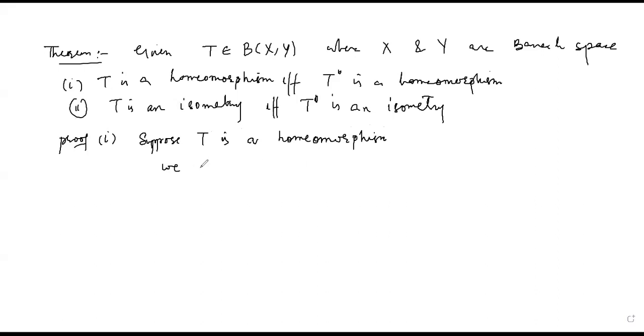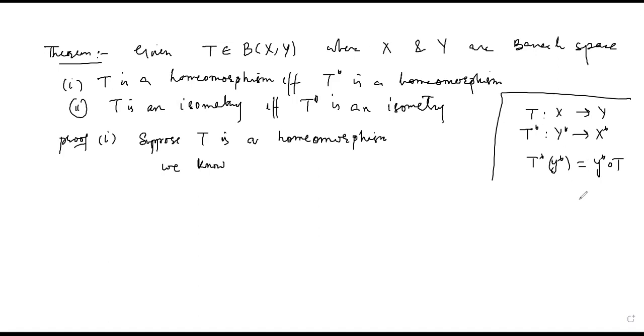Now we know how it is defined. T star is a map from Y star to X star. That's a bounded linear operator also. If T is from X to Y, T star at y star is defined as y star composition T. Now that's the definition of the conjugate of T. Now we know that T star is a continuous linear operator.